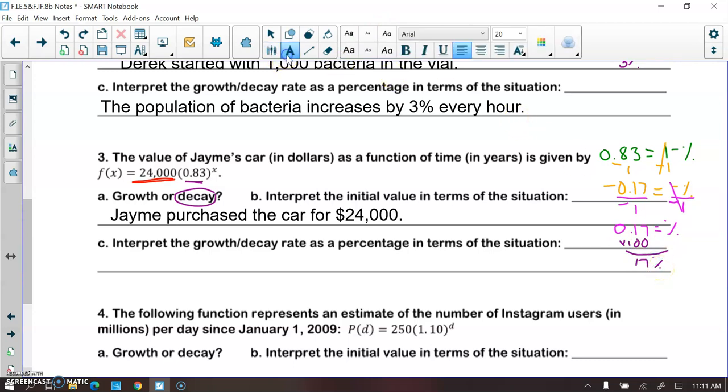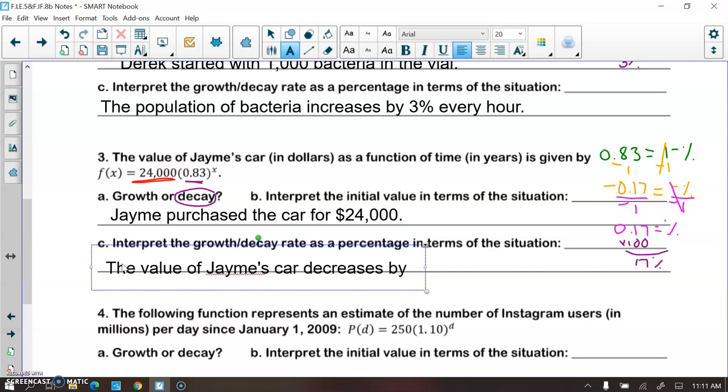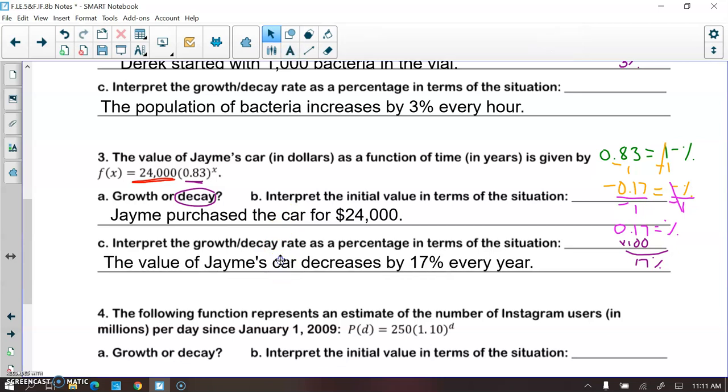So what this means is that the value of Jamie's car decreases by 17% every year. You could also say something like Jamie's car depreciates by 17% each year. The word depreciates means that it goes down in value. If you hear the word appreciate, that means it goes up in value.